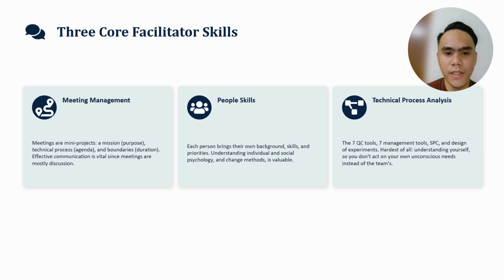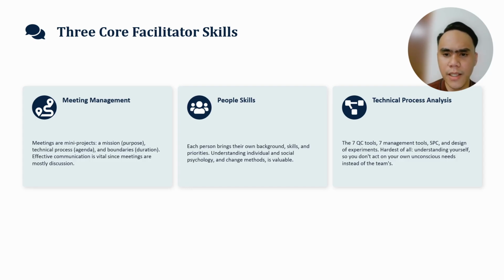And because meetings consist primarily of discussion, the ability to communicate effectively is described as vital. So this is really the bridge connecting facilitation directly to the communication skills material that we'll cover in the second half of this deck. So people skills, second, is people skills. Since every person brings their own background, skills, and priorities into a meeting, the ability to understand and work with a different perspective is critical. It specifically notes that an understanding of psychology, both individual and social, and methods for change, drawing from the field of organization development, is valuable here.